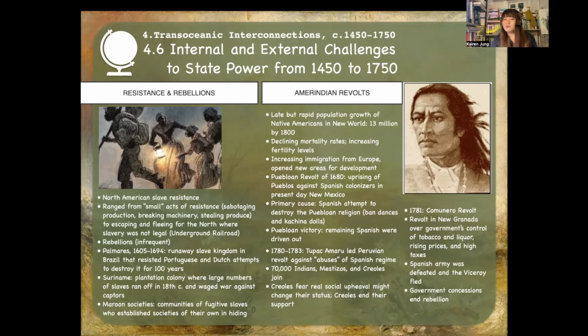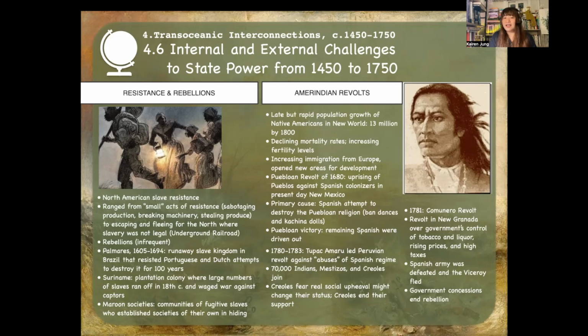In the Puebloan Revolt of 1680, the uprising of Pueblos took place against Spanish colonizers in present-day New Mexico. The primary cause was the Spanish attempting to destroy the Puebloan religion and ban dances and Kachina dolls. The Puebloan victory drove out the remaining Spanish.